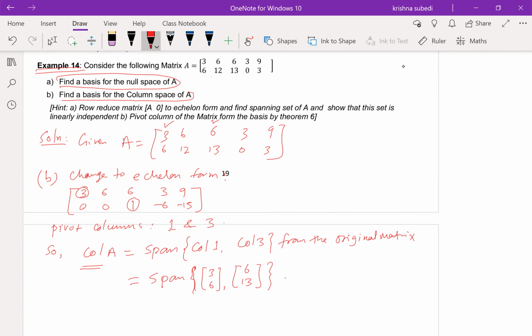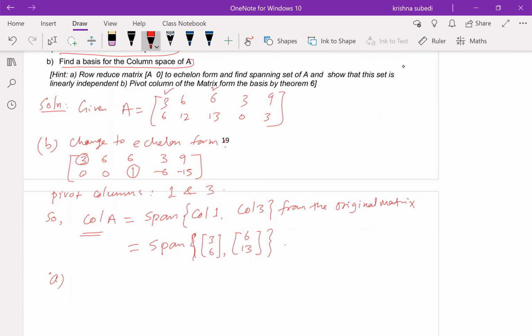Now for the column space, part A, the null space. Okay, part B, we need to find part B. We started first with part B for the column space.